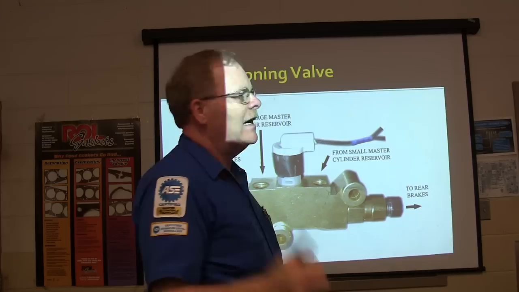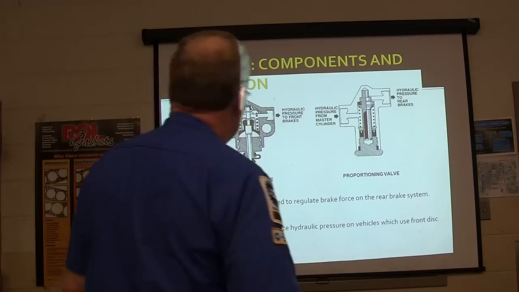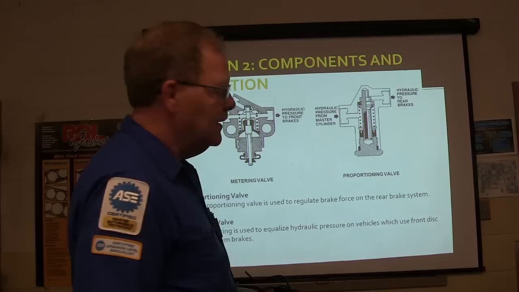All right, so you got hydraulic pressure from the primary cylinder, a metering valve, and a proportioning valve. These things are kind of close to the same thing, really. Proportioning valves are used to regulate brake force in the rear brake system. Metering valves are used to equalize hydraulic pressure on vehicles that use front disc and rear drum brakes.